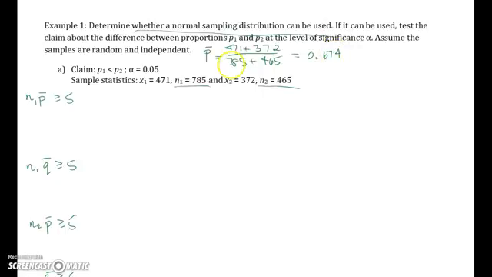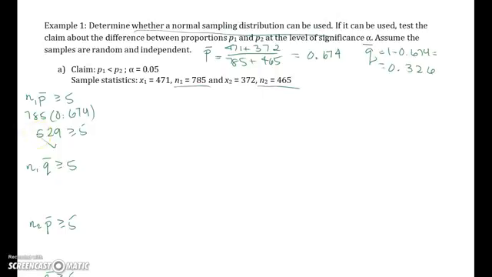So if that's the P, then the Q is just going to be 1 minus that. So 1 minus 0.674, which is 0.326. So this is verification. In order to verify, I'm going to multiply N1, which is 785, times the P-bar, which is 0.674. When I multiply that, I do get 529, which is definitely greater than 5, so it passes that test.